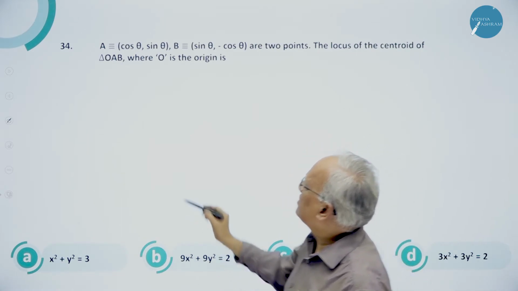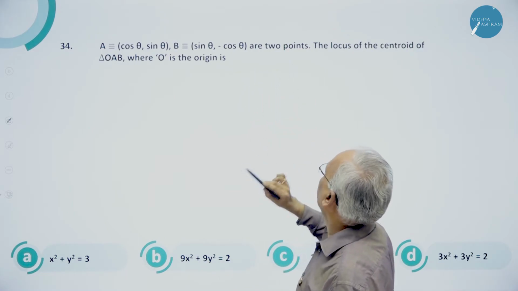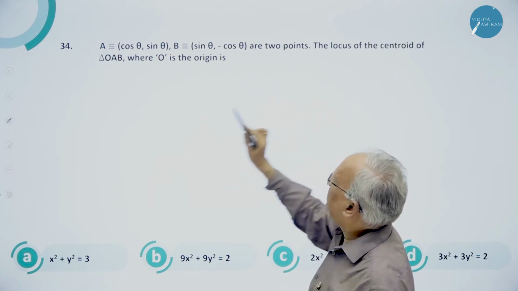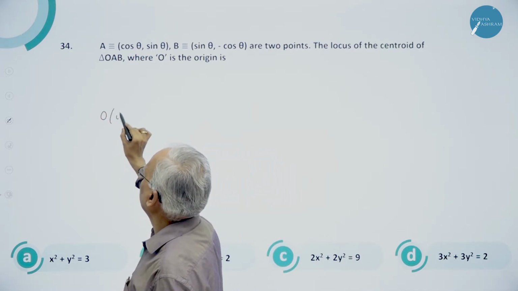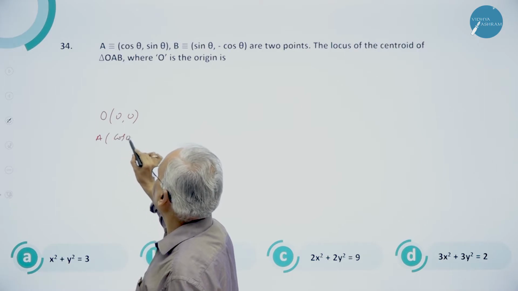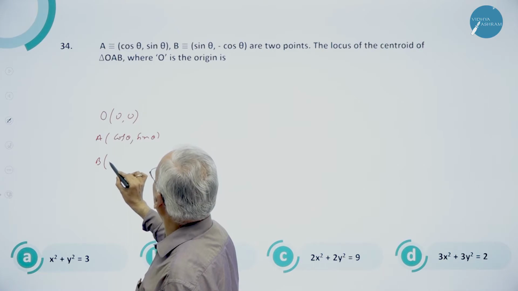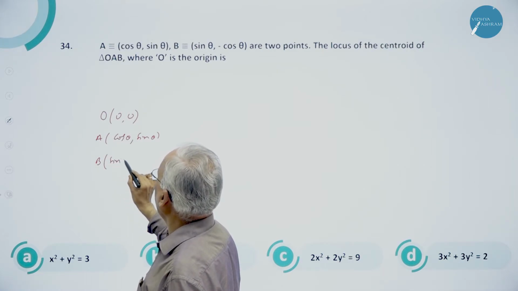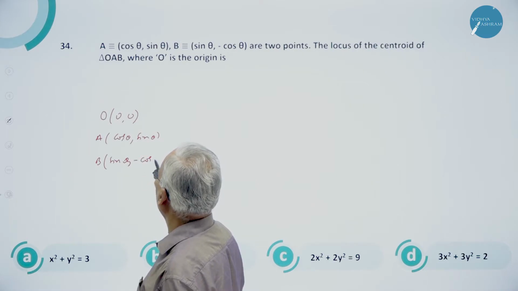A is (cos theta, sin theta), B is (sin theta, minus cos theta) are two points. The locus of the centroid of the triangle OAB, where the other vertex is (0, 0), is what we need. So (0, 0) is one vertex, A is (cos theta, sin theta), and B is (sin theta, minus cos theta). So the three vertices are given.